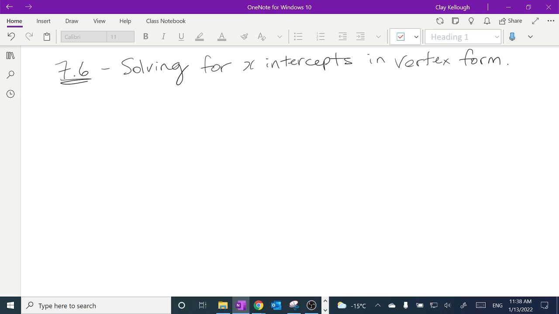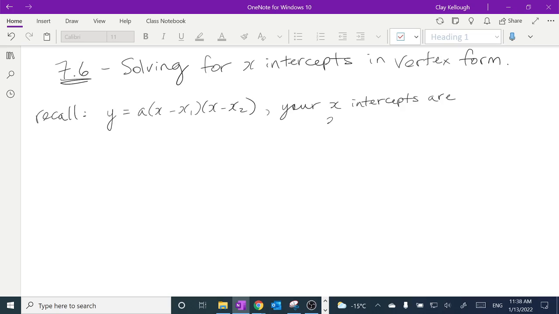Now recall, if you go back to 7.5, if you're in this form, your x-intercepts are x1 and x2, right? That's what factored form is. Factored form tells you what the x-intercepts are.